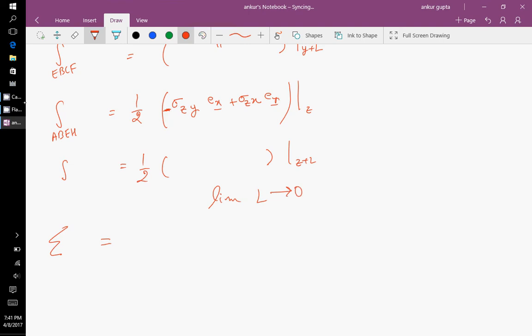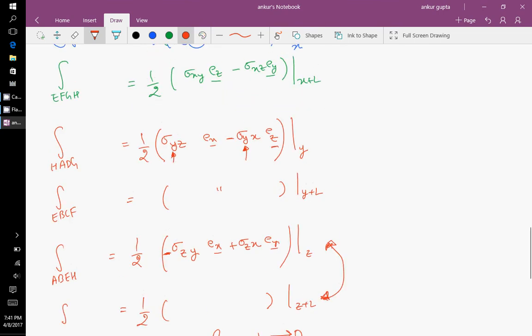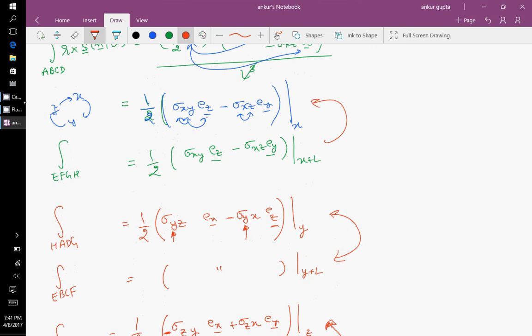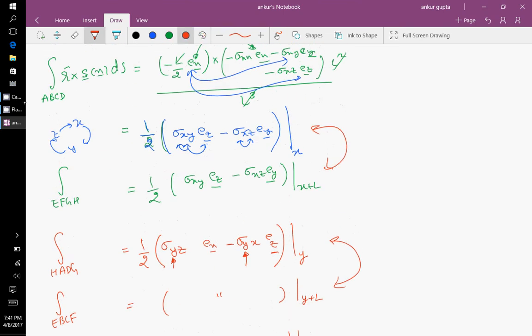So if you take the limit L equal to 0, we should note that these two would basically become the same, because z plus L is going to be the same as this. So half and half will combine and become 1. Similarly, these two will become the same, and these two will become the same, right? Half and half will become 1. So if you do that, x plus and x plus L will vanish.